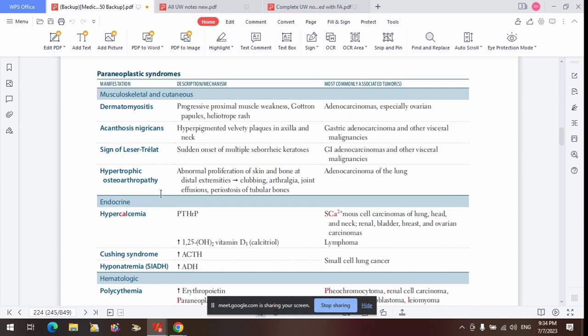And they can say it in different ways. They will just put so many things in the options, and they can say this is a paraneoplastic manifestation, this is due to metastasis, this is due to that. You just go for paraneoplastic. You can see it like that in your exam. So hypertrophic osteoarthropathy is a paraneoplastic manifestation of lung adenocarcinoma.